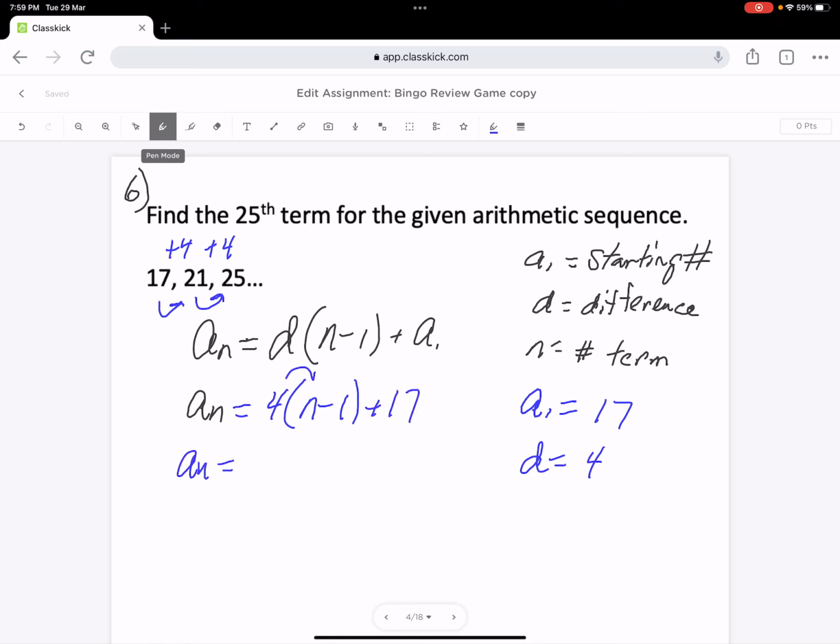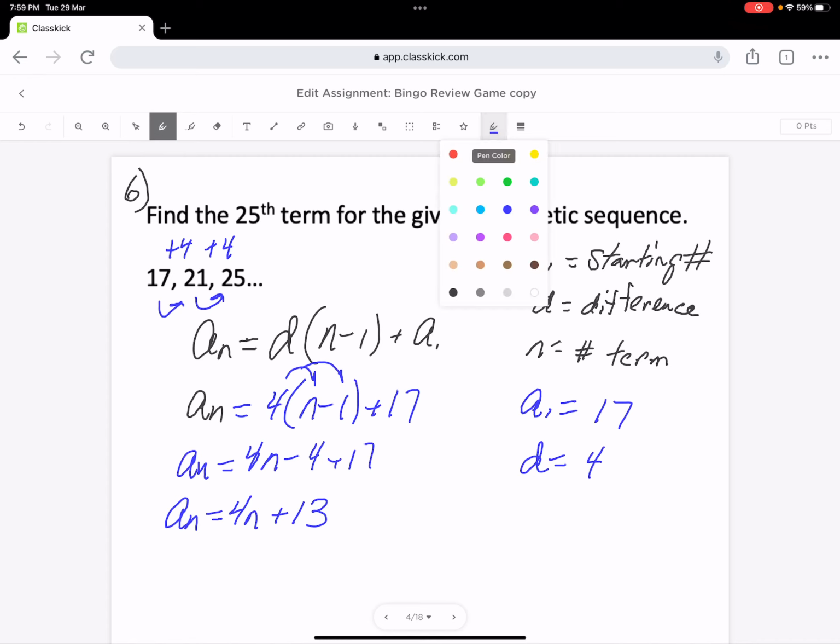A sub n is equal to, we distribute this in, 4n minus 4 plus 17. A sub n is equal to 4n plus 13. So now that we know what our rule is, we now can find any number that we want in this. So if I ask you to find the 1,000th term, the 1,000,000th term, we can.